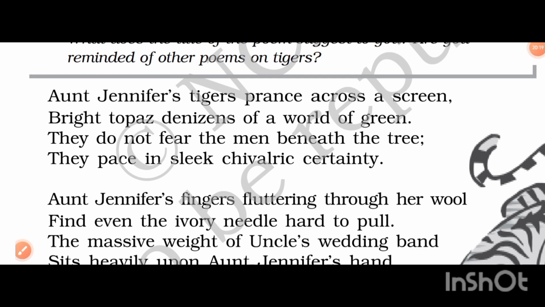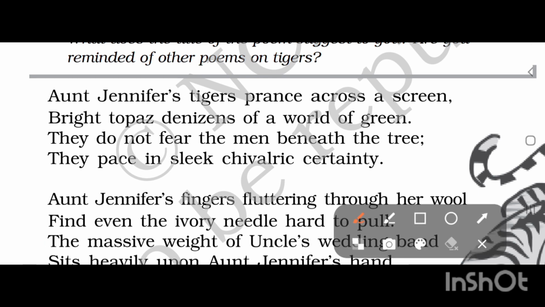So let's discuss all the poetic devices, especially the figures of speech used in this poetry. First line, Jennifer's tigers. Here consonance, the S sound is used repeatedly. Also in this entire first line, Aunt Jennifer's tigers prance across a screen, wonderful imagery, because a vivid, picture-like quality is reflected. That's why imagery is used in the first line.